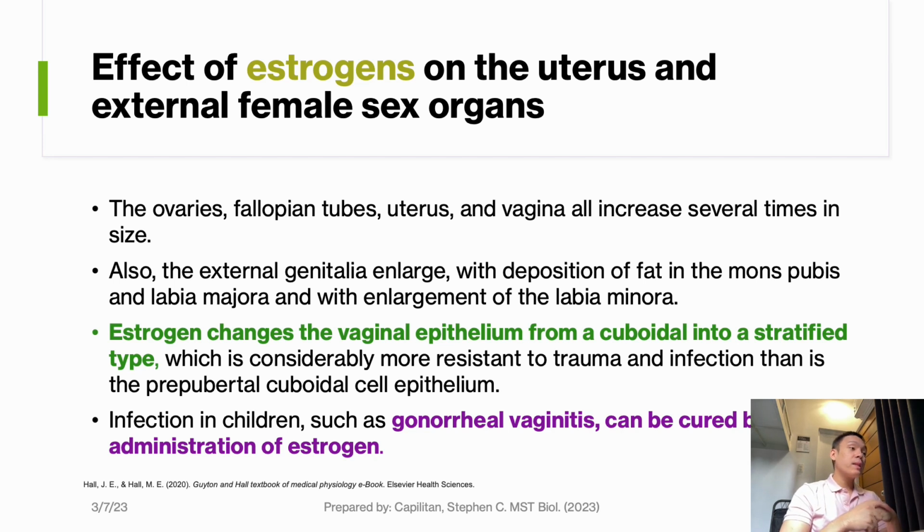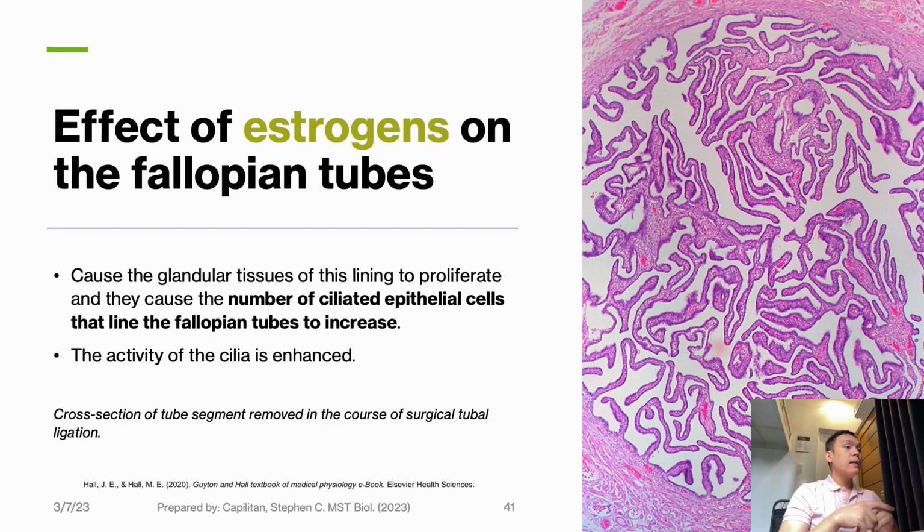Infections in children, such as gonorrheal vaginitis, can be cured with the administration of estrogen. Effects of your estrogens on the fallopian tubes: they cause the glandular tissues of the lining to proliferate and cause the number of ciliated epithelial cells that line the fallopian tubes to increase. Then the activity of the cilia is enhanced. You will see here on your right a cross section of a segment removed in the course of surgical tubal ligation.